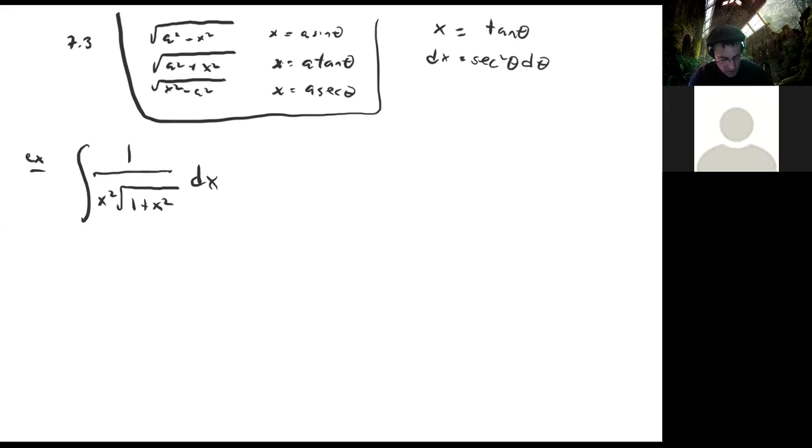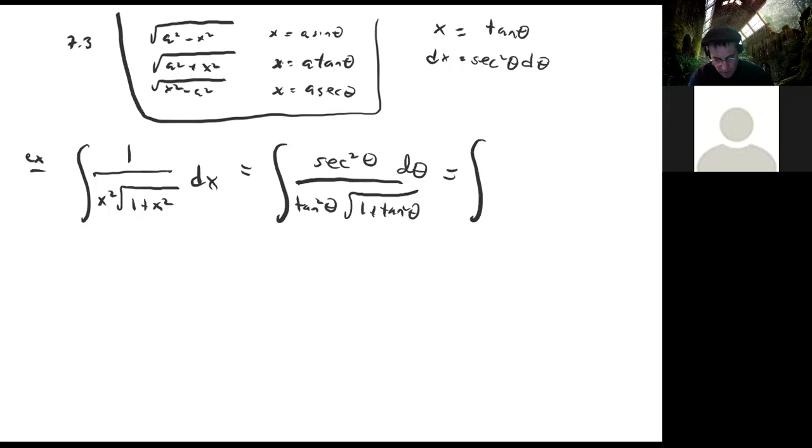And so we are going to substitute every term. So dx is secant squared theta d theta. And then the bottom is x squared, that's tangent squared theta. And then in the square root, we get 1 plus tangent squared theta. And that is simplifiable to secant squared theta d theta over, so the 1 plus tangent squared theta is secant squared theta, and then the square root gives you a secant theta, so you get a tangent theta times a secant theta appearing.